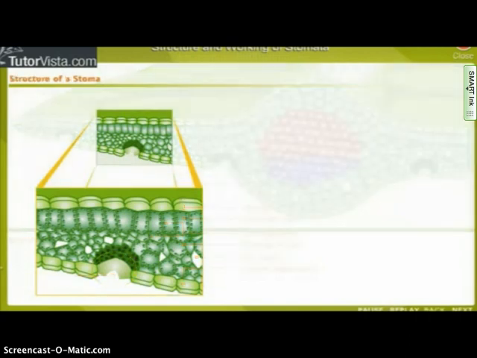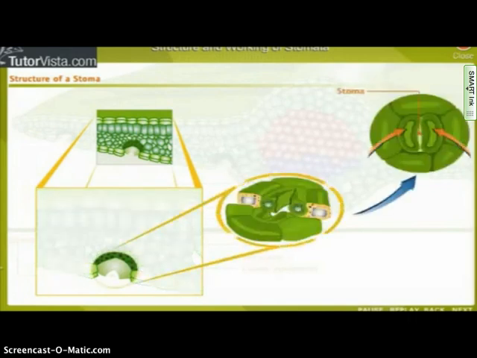Let us now observe a single stoma closely. The two bean-shaped cells enclosing the stoma are the specialized guard cells. The guard cells have a number of chloroplasts present in them. Observe that guard cells have a thin outer wall and a thick inner wall.